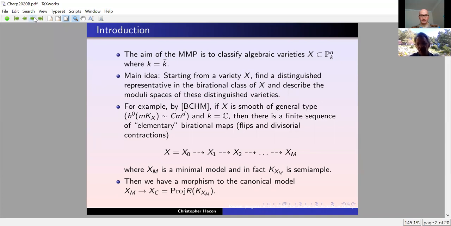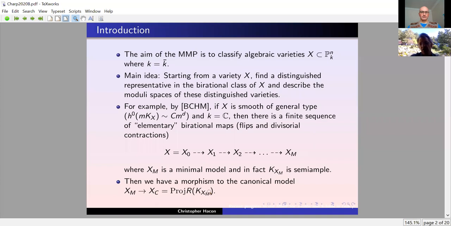So if we start with such a variety, then there's always a finite sequence of, let's call them elementary birational maps. These are flips and divisorial contractions whose output is a minimal model. So for a minimal model, the canonical class is nef. It has a nice property. And in fact, in the case of general type, it's even better. We can show that the canonical class is semi-ample. And what this means is that a multiple of the canonical class gives you a base point free linear series, and hence it gives you a morphism to another variety, which is the canonical model.